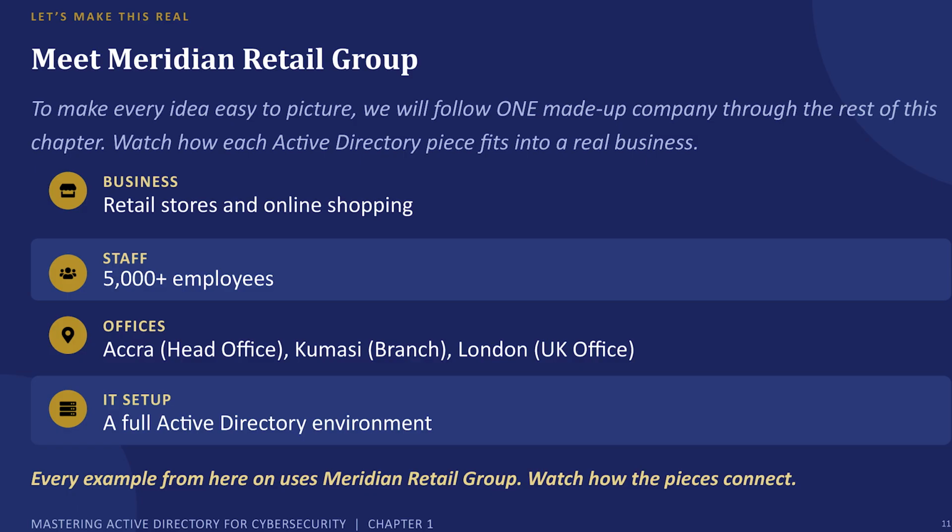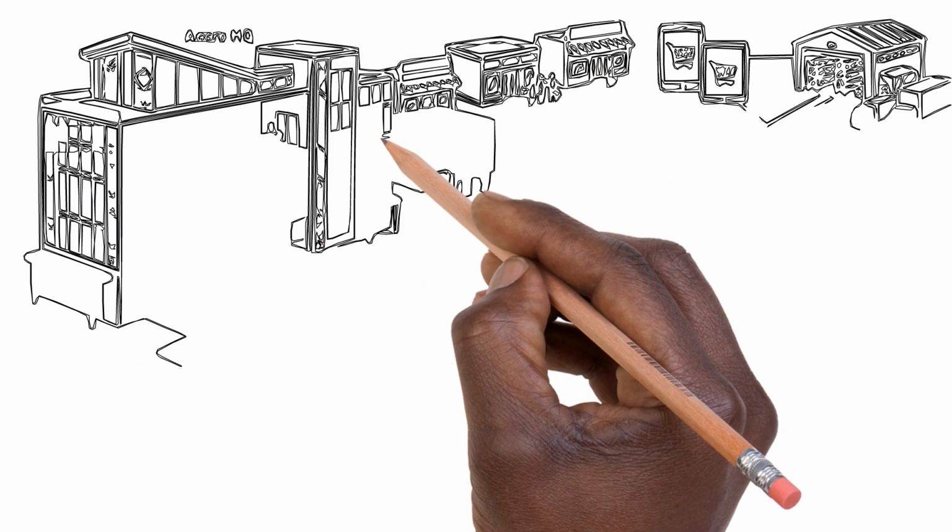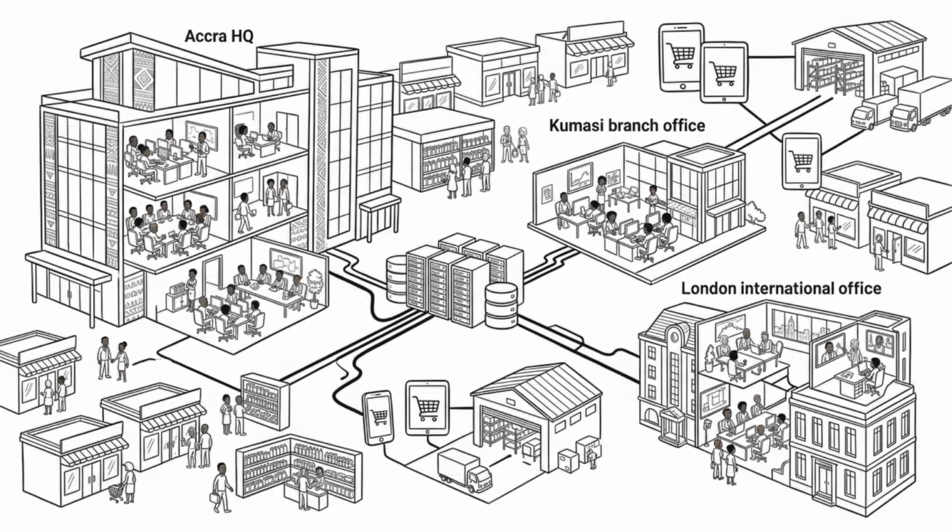Now family, this is where the presentation officially introduces Meridian Retail Group. Okay, this is just an imaginary company or group I brought up. So from this point forward, you will see Meridian used repeatedly in this slide. Okay, Meridian is a made-up company used to make the concept easier to picture. I intentionally made it so that you understand it very well.